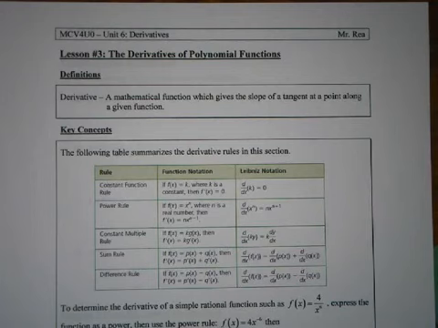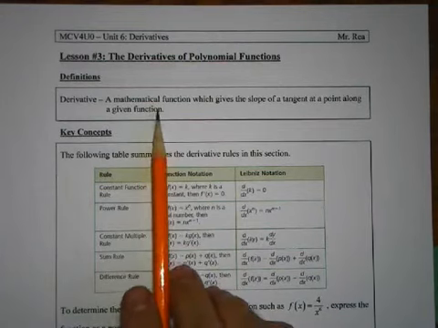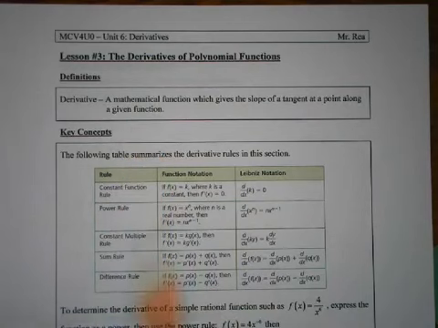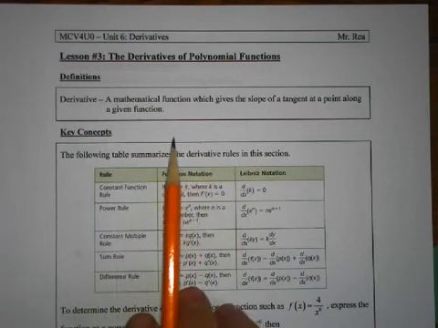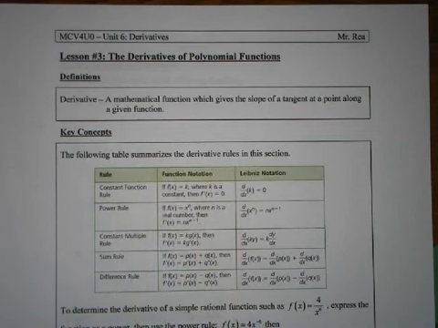Okay, obviously very important to understand what a derivative is. And as a reminder, in case you've forgotten, it's a mathematical function that gives the slope of a tangent at a point along a given function. And that slope of the tangent is also the instantaneous rate of change. Okay, so instantaneous rate of change, slope of the tangent, derivative, basically all means the same thing. Okay, but the function, the math part, the actual function part is called the derivative.